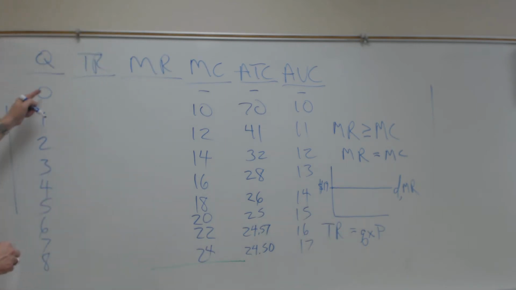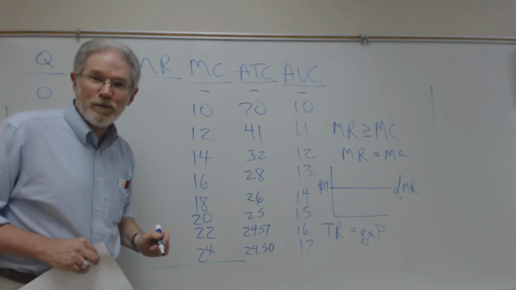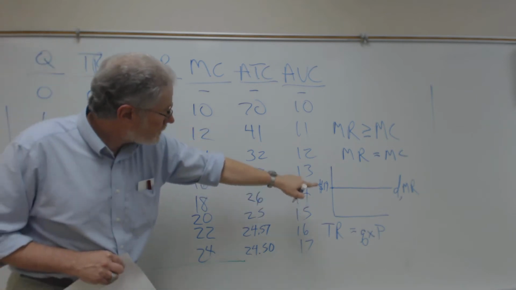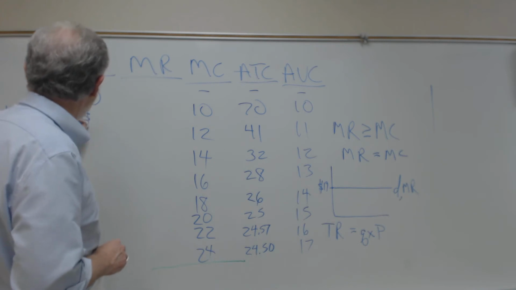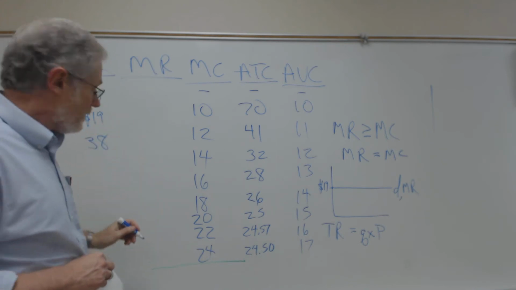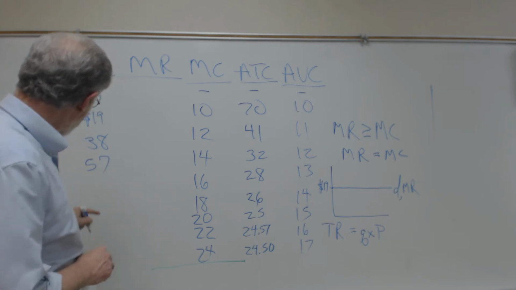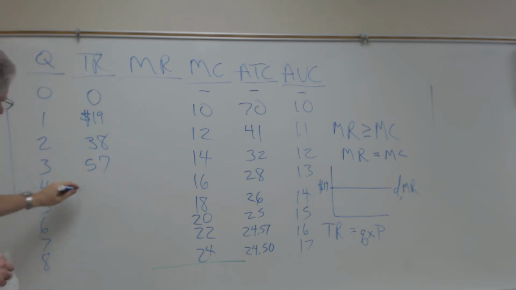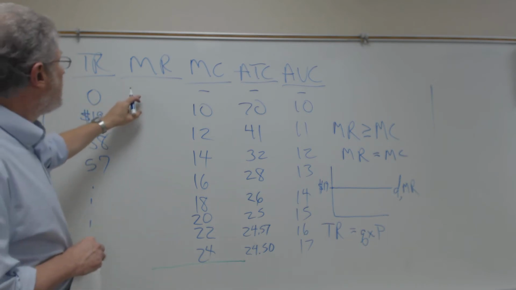If the firm doesn't sell any units, obviously its total revenue will be zero. If it sells one unit, it's going to sell it at a price of 19, so its revenue will be 19. If it sells two, it's going to be 38. Three, it's going to be 57. And so on. Simply multiplying the constant price times the number of units produced. I won't finish that off.